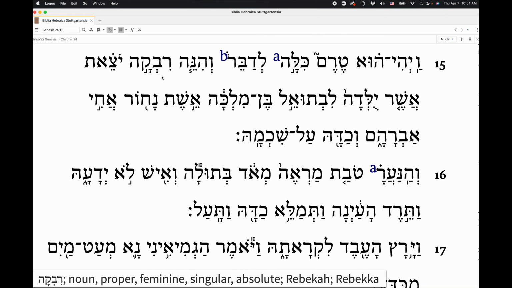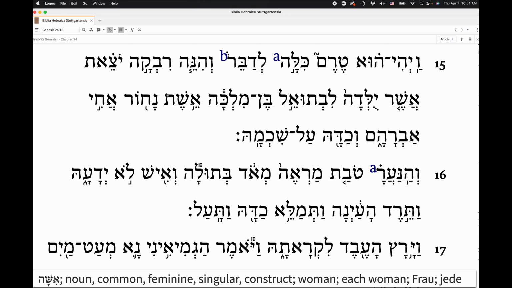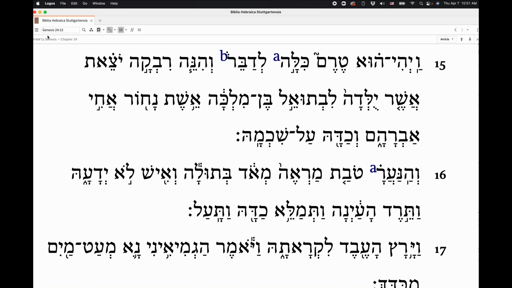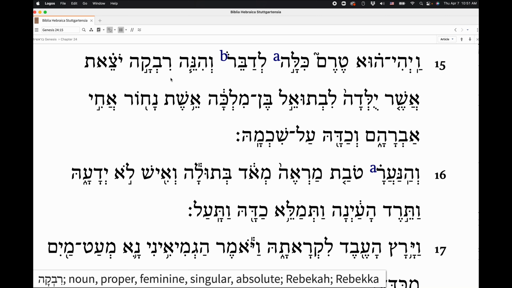Now, Rivka, this is a form that I do not recognize. This is something I would have to look up. But I've got a hint. First of all, if I ignore the vowels and just look at resh, vet, kof, heh, that gets a couple words in my head. Then I look over at the context, Genesis 24:15. I start to think, this might be the word Rebecca. Now, as I hover: noun, proper noun, feminine, singular, absolute, Rebecca. Sure enough. Okay, so behold, Rebecca.